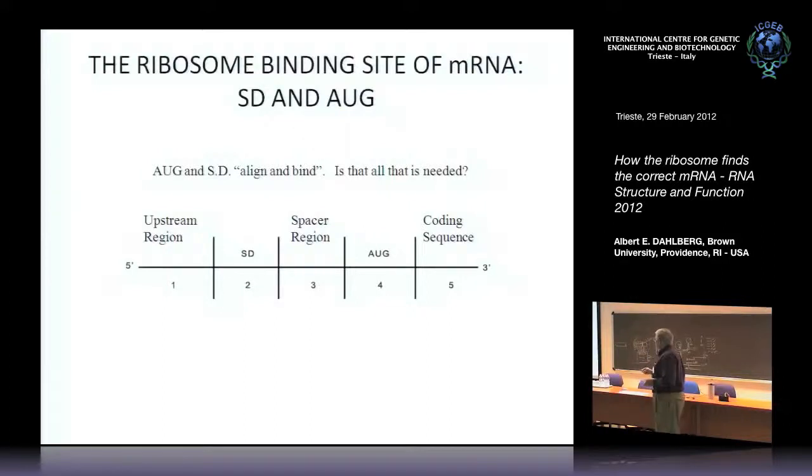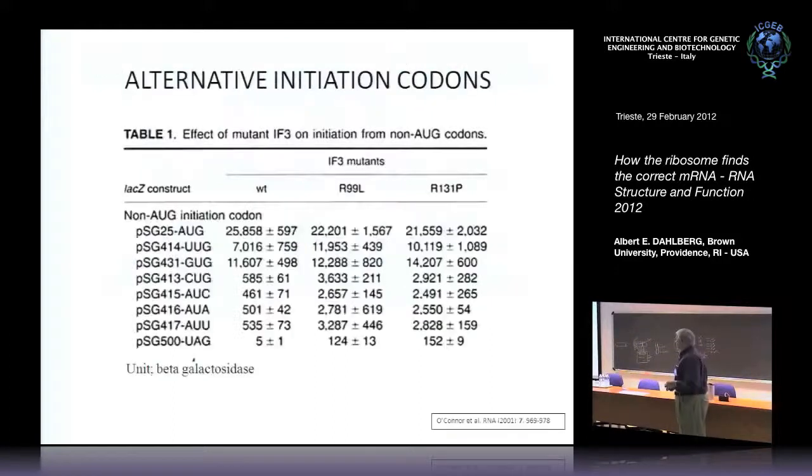So we have the upstream region of the message, the 5' end, then the Shine-Dalgarno, and then what's called the spacer region, and then the AUG, and then this is the coding sequence for that particular gene. So what I'll do now is just go through each of those regions and show you some data to suggest, and the bottom line is that each one of these regions contributes to the affinity of the message for the ribosome.